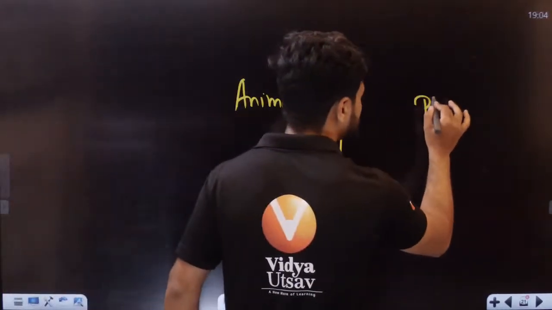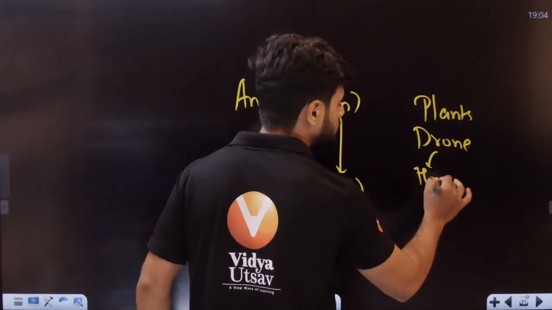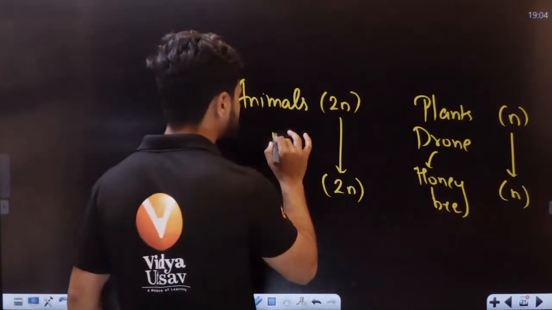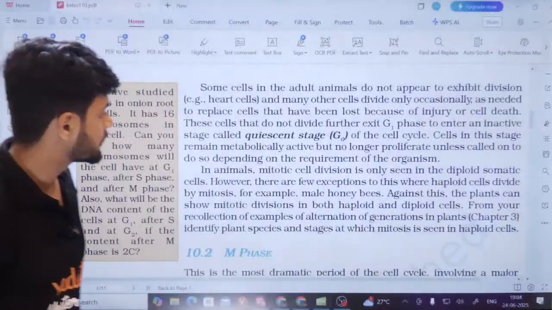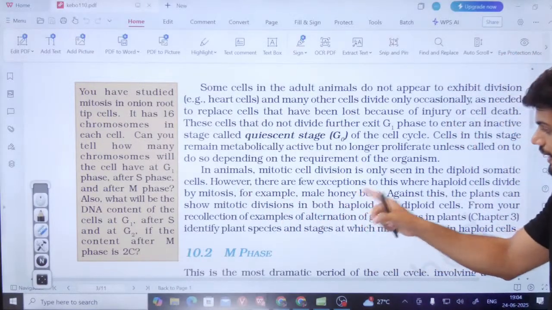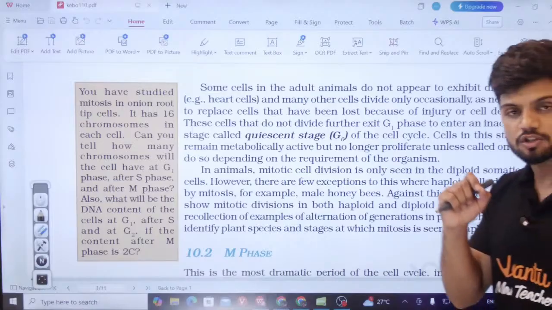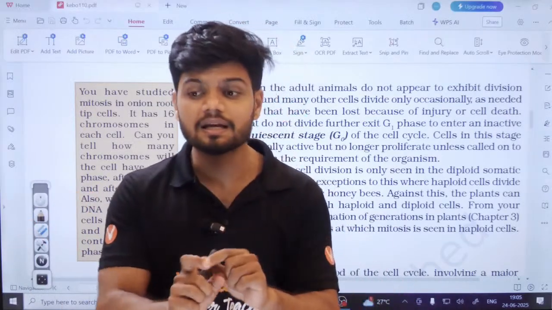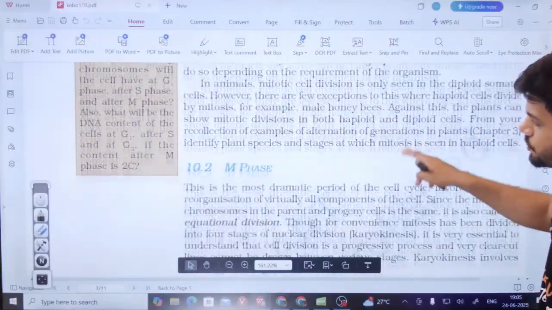But in the case of certain plants, such as algae, and even in the case of the drone, that is the honeybee, a haploid cell can also undergo mitosis. However, there are a few exceptions in animals where haploid cells divide by mitosis, for example the male honeybee. Against this, the plant can show mitotic division in both haploid and diploid cells. But in the case of an animal cell, generally a diploid somatic cell will undergo replication. Further, you will understand in the next class, students.